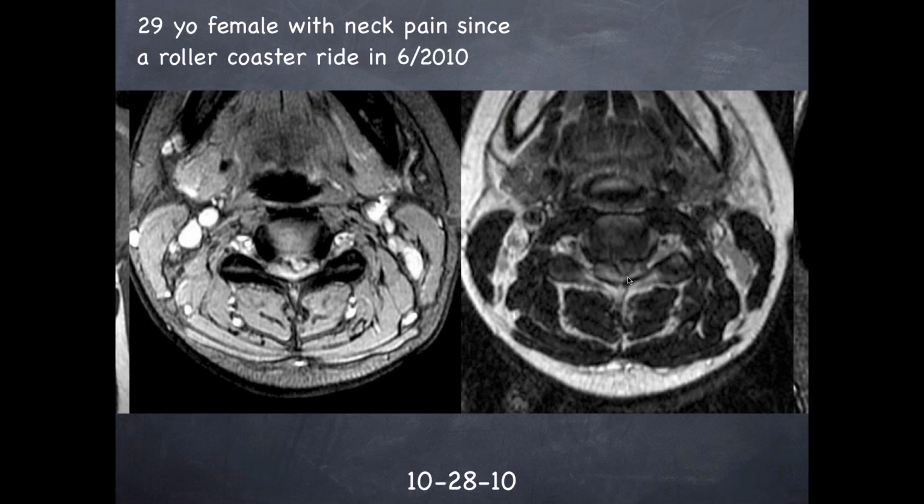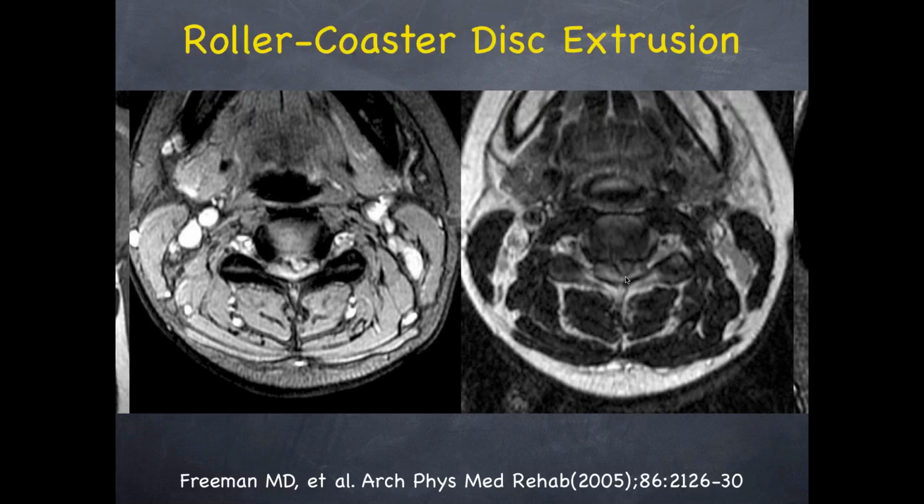The important thing, though, is to then look carefully on the sagittal STIR to see if you have edema or signal change associated with it. If you see signal changes associated with the cord, it has a much worse prognosis than if you don't have signal changes. This was actually pretty well documented as caused by a roller coaster ride.